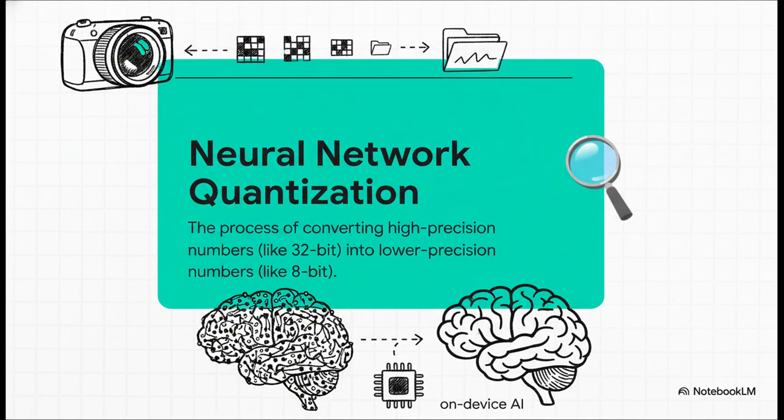Think of it like this. You take a gigantic, super high-resolution photo, and you save it as a smaller JPEG. Yeah, you might lose a tiny, totally unnoticeable bit of detail, but the file size just shrinks like crazy. Quantization does the exact same thing to the numbers that make up the AI model's brain.